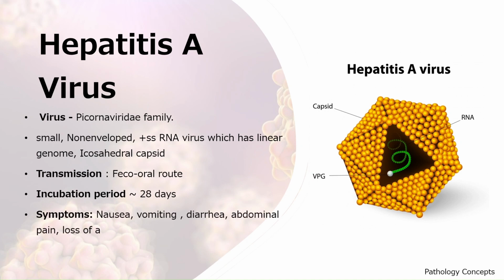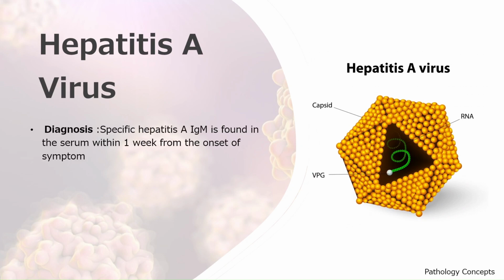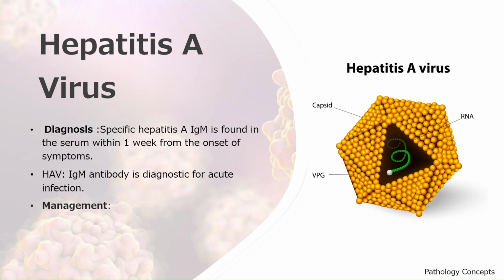Symptoms include nausea, vomiting, diarrhea, abdominal pain, loss of appetite, fever, jaundice, and itching. Diagnosis of hepatitis A is usually done by testing for IgM antibody in the patient's serum. Hepatitis A IgM is found in serum within 1 week from the onset of symptoms. It is diagnostic for acute infection.